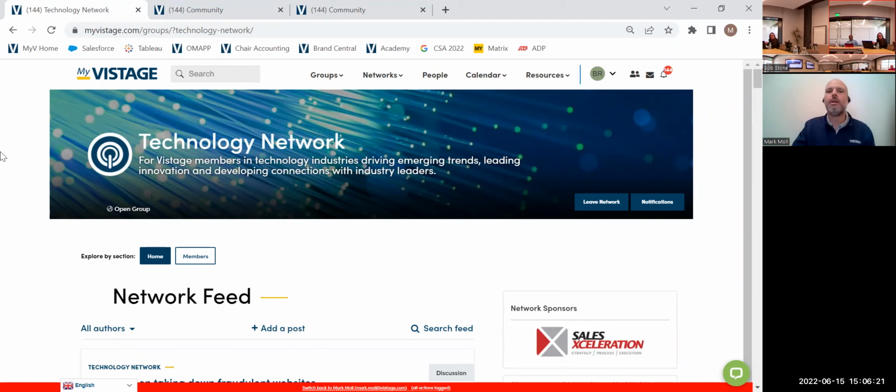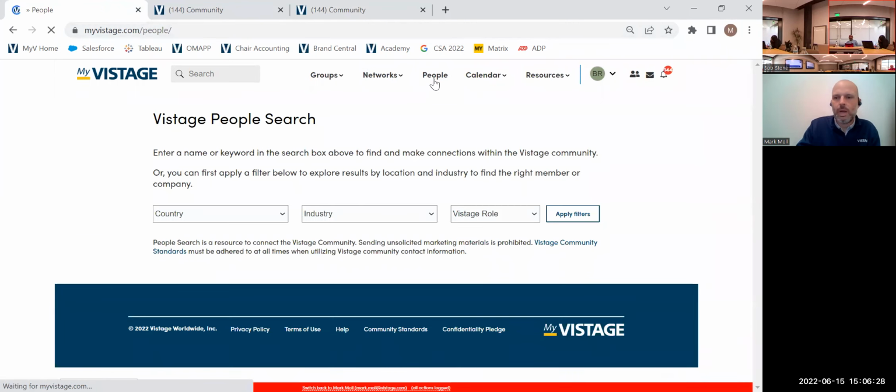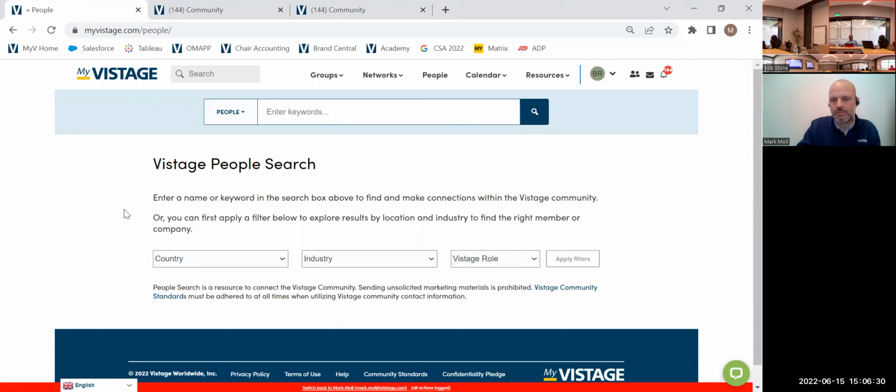Moving on to our people tab here. The easiest way I can describe this to you is as a Vistage white pages for members. It's only as strong as the biographies, profiles, etc. of members. So if you would like to be found by other Vistage members, it is in your best interest to really flesh out your profile as much as possible. It is largely keyword driven.